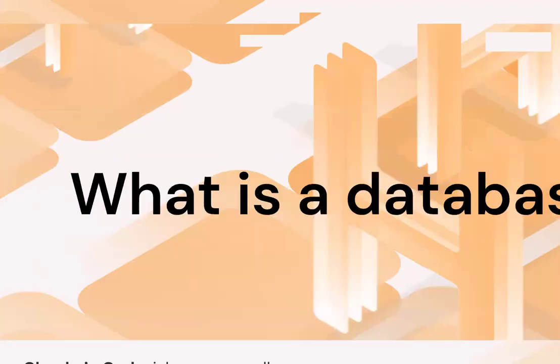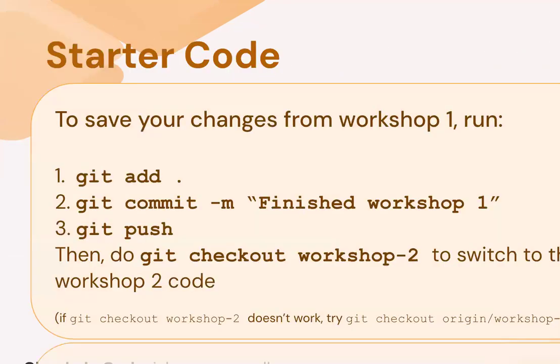Wait, 1 second. If you guys haven't saved your starter code from last workshop yet, make sure you do this before you do the .m file step. You should be going into your code editor like VS Code and then saving your current progress, do these steps, and then doing git checkout workshop to get to the new code for this workshop.